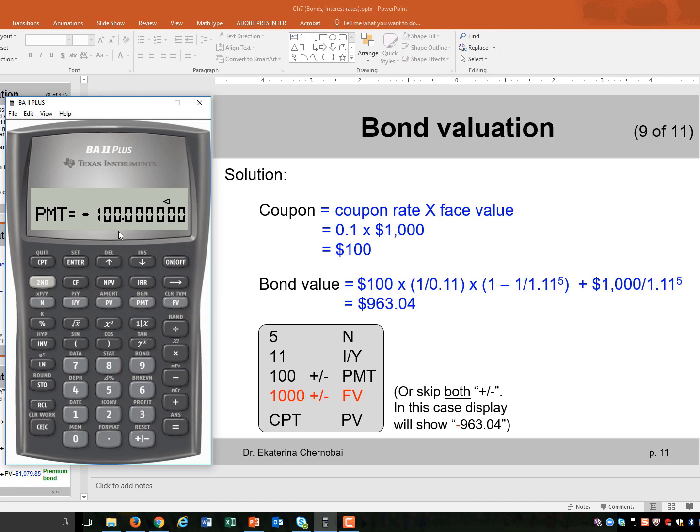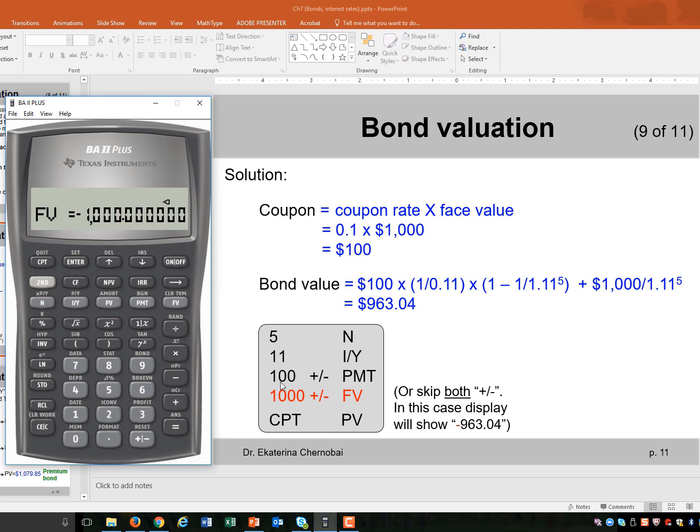Not only will we be receiving $100 coupon payments if you buy such bond, but we are also going to receive $1,000 at the very end. So let's enter that as our next piece of information. 1,000. And because it's just like coupons received by the bondholder, you use exactly the same sign. So we made PMT negative. You're also gonna make your future value negative. So you press the plus minus key and then you press FV. So FV stands for future value, but here it's also the face value when we talk about bonds.